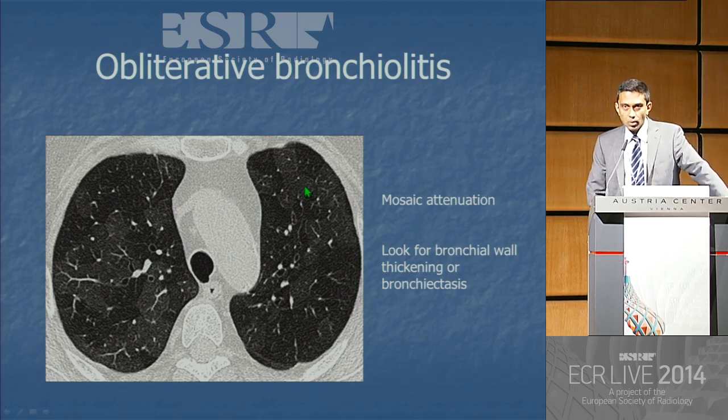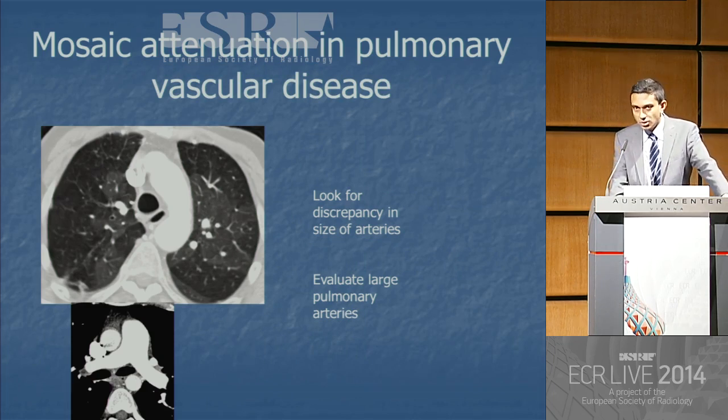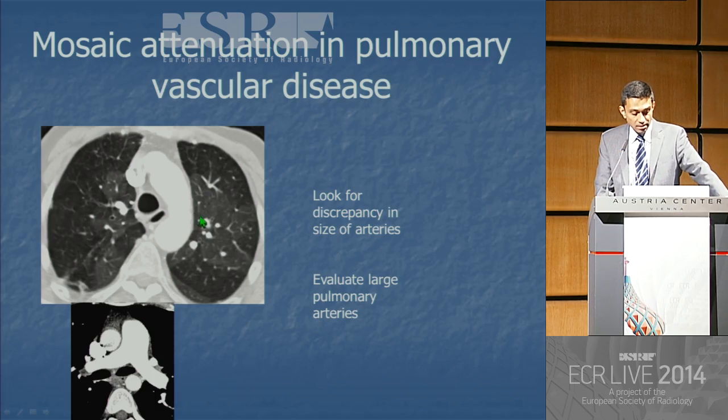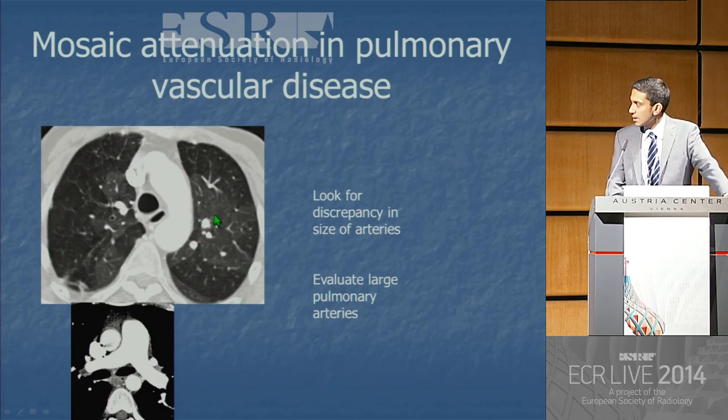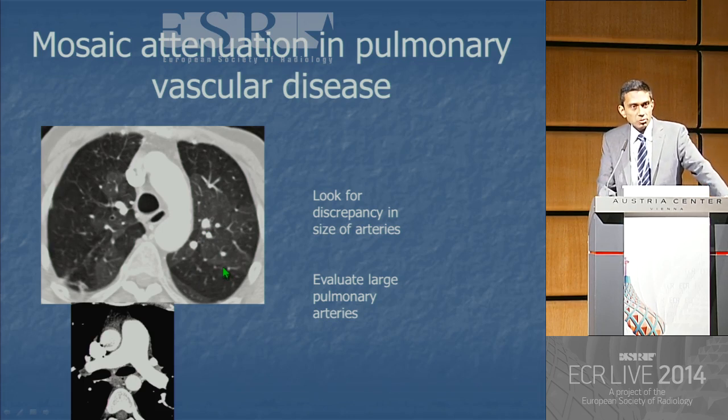And that is something that is quite different in a mosaic attenuation pattern due to pulmonary vascular disease. In this patient with chronic thromboembolic pulmonary hypertension, you can see a very striking mosaic attenuation pattern, but also a very large discrepancy in the size of the arteries in the ground glass areas versus the low attenuation areas. And of course, you can also look for other evidence of pulmonary vasculopathy by scrutinizing the main pulmonary artery. The other clue here that this is pulmonary embolic in nature is the presence of hypertrophied bronchial arteries, which is a sign that you see in chronic thromboembolic pulmonary hypertension.